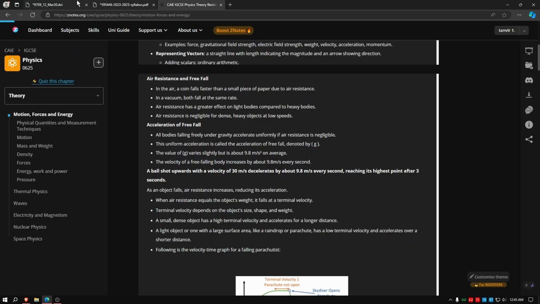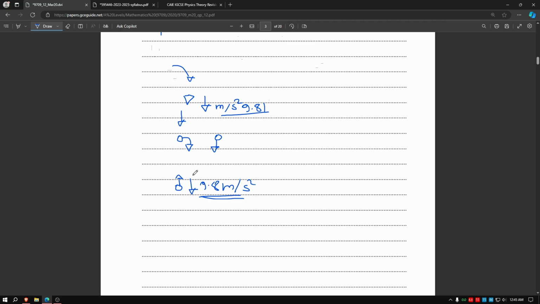So remember this. When you're moving upwards, gravity will decelerate you. This will be negative, if you think about it, negative acceleration will decelerate you. Once you're going downwards, then it will be positive. It will be helping you.